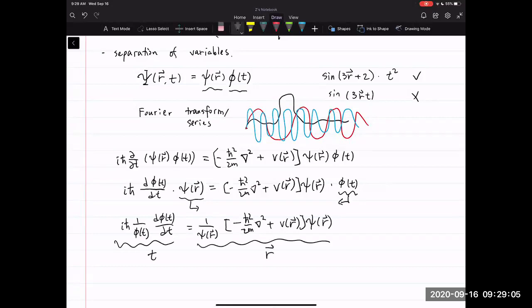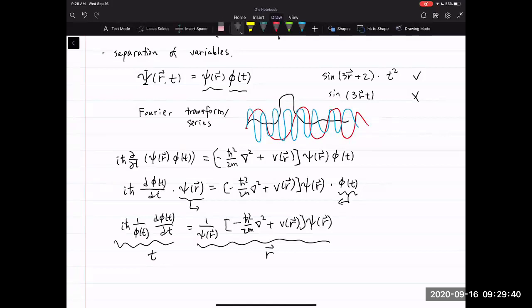So in general, for any φ of t or ψ of r, if you plug it in, the left hand side will give you a function of time, and the right hand side will be a function of r. But we want this equation to be satisfied at any time and any space r. So the only way for this to happen is that both sides do not depend on those variables anymore. So the left hand side will become a constant, and the same with the right hand side.